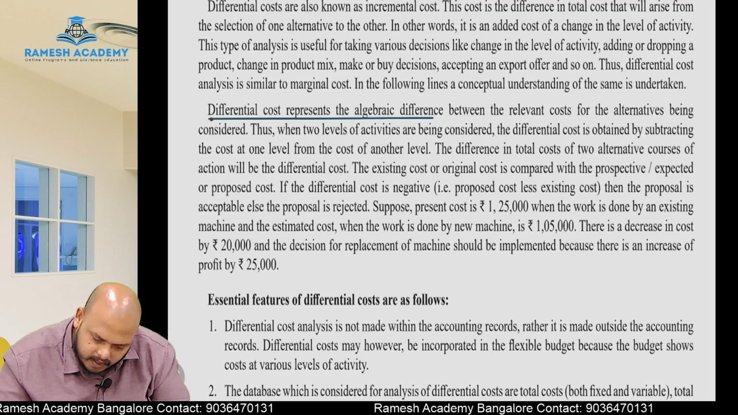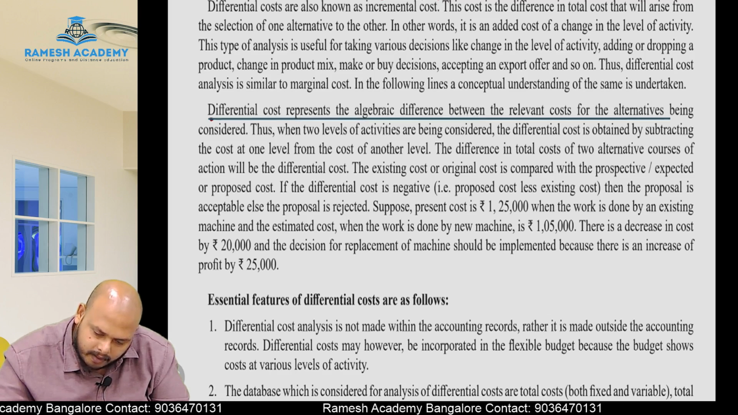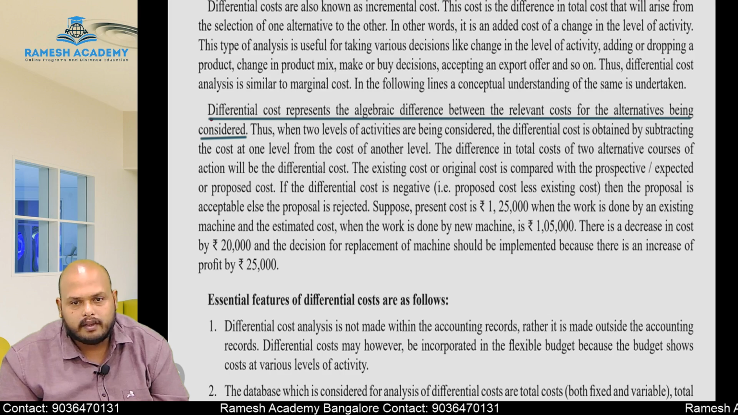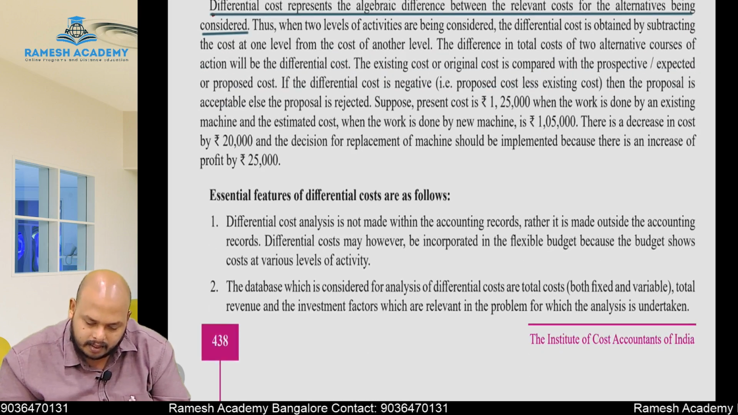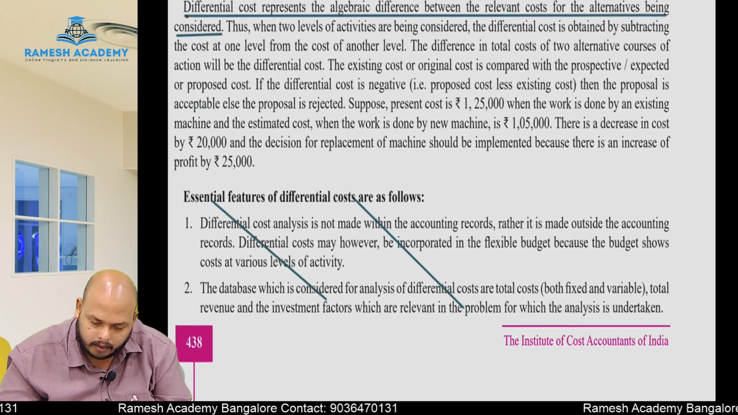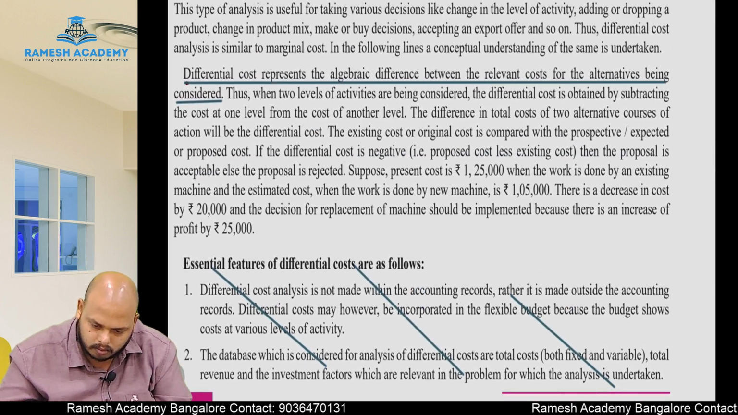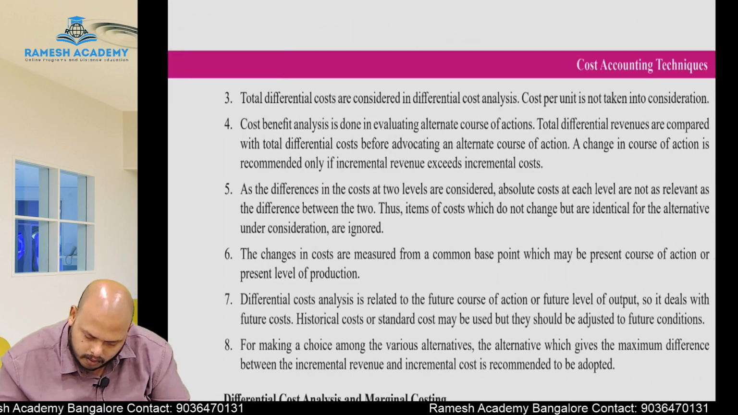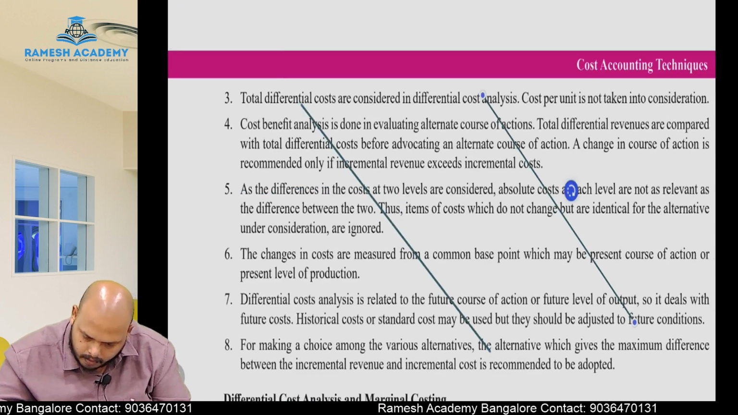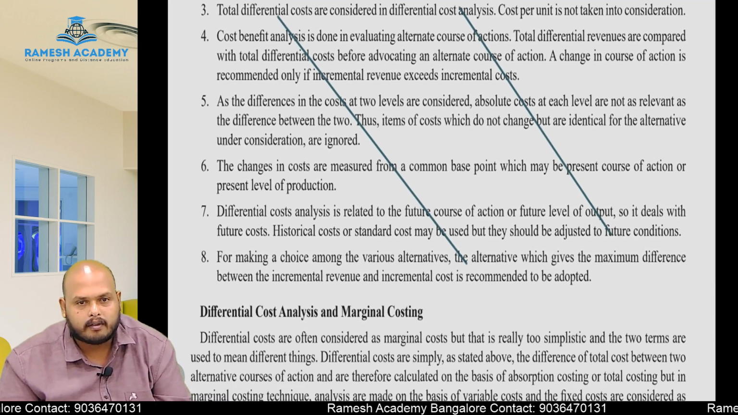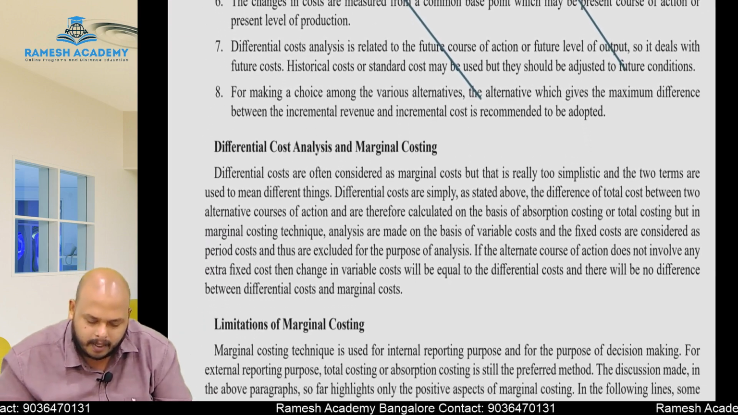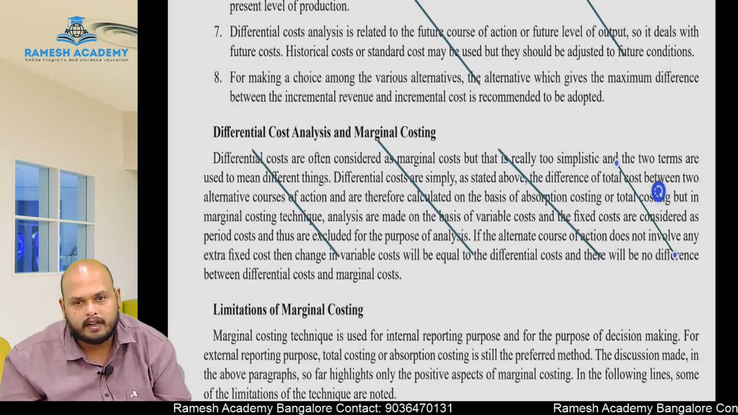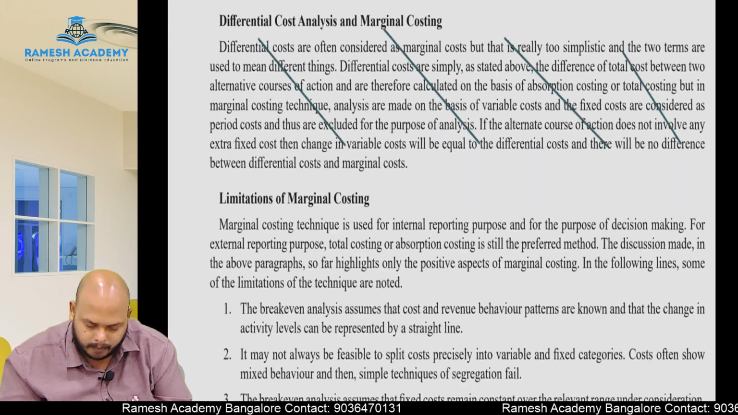Differential cost represents the algebraic difference between the relevant costs for the alternatives being considered. That is called a differential cost. Next, essential features. You can ignore these things, not required. This concept, features and all, is not required, and it's a very small concept. Sometimes they may ask, sometimes they may not even ask. Very few chances. This is not that important.